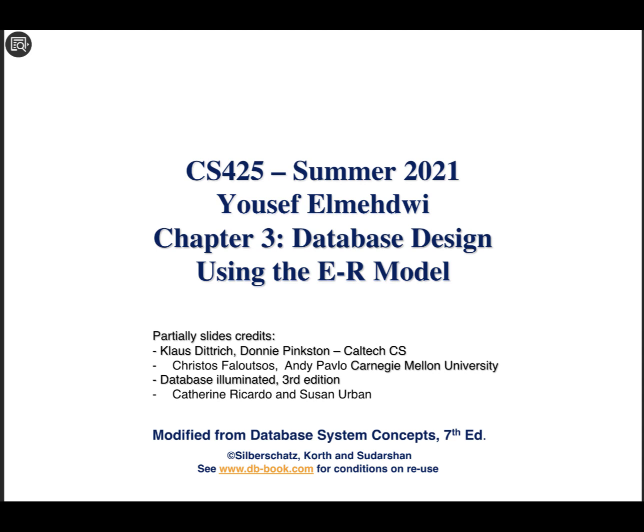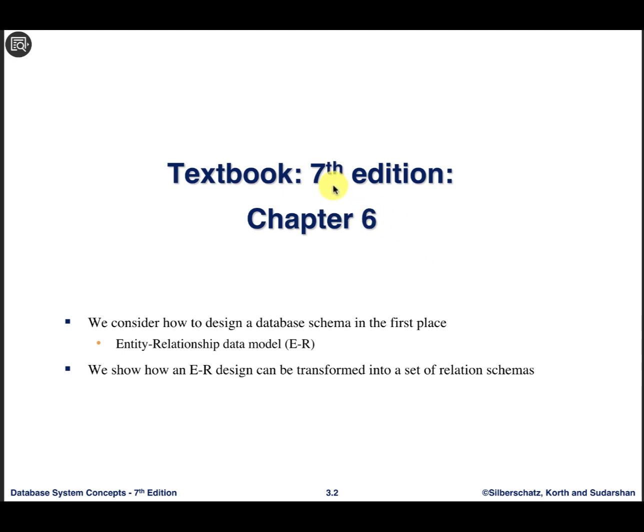Then after that, I think we'll have time to show you how we can take the ER diagram or design that we have and transform it into a set of relation schemas. We'll end up with relations like student and instructor, and each of them is going to have a set of attributes, etc. Okay, this is mainly from the textbook. If you have a copy of the 7th edition, it's chapter 6.